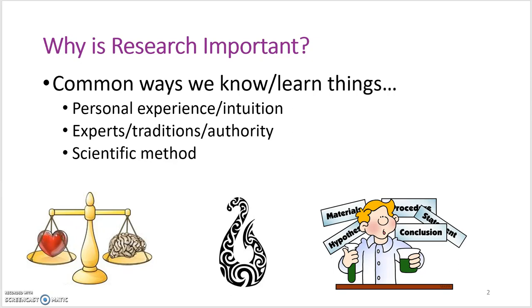Oftentimes, we learn things and retain knowledge based on our personal experiences or intuition. Other times, we gain knowledge from other experts, authorities, or even traditions. So for example, in New Zealand, the Maori people didn't have a written language until a few hundred years ago. Their entire cultural history was oral and was passed down from generation to generation, only by word of mouth for almost 1,000 years. And finally, we also gain knowledge from systematic experimentation, most often using the scientific method. And that's the type of research that we're going to focus on now.